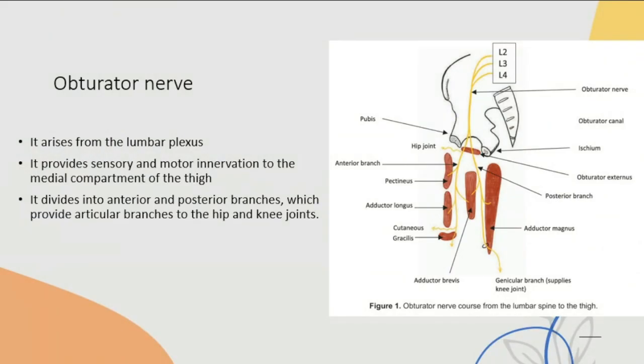It's a compound nerve, with sensory and motor innervation to the medial compartment of the thigh. As you can see in the diagram, we have contribution from L2 to L4, and as the nerve travels, it divides into anterior and posterior branches.